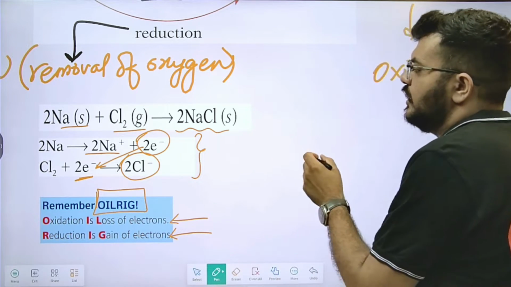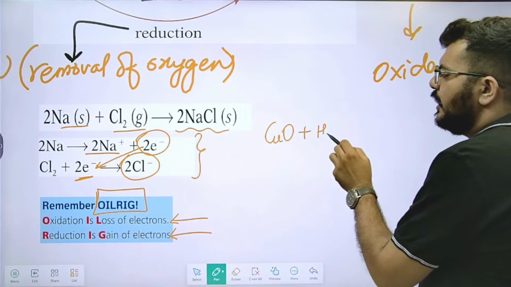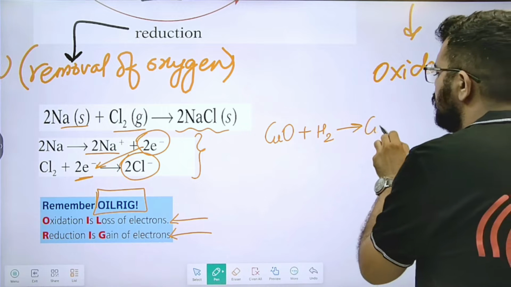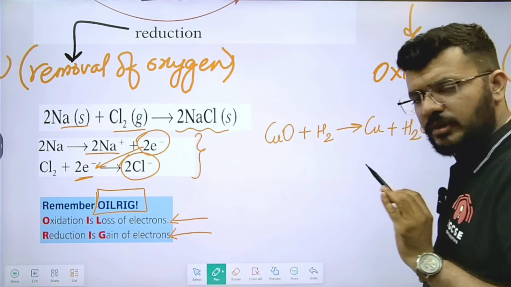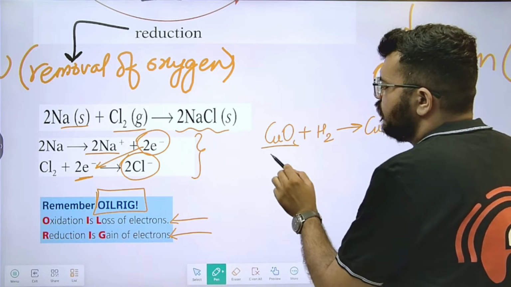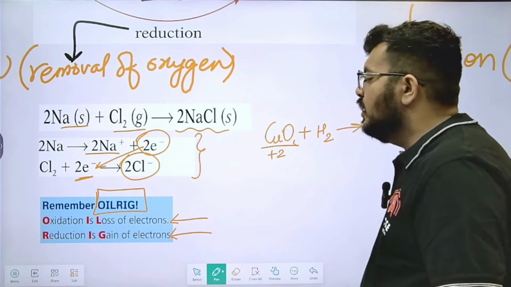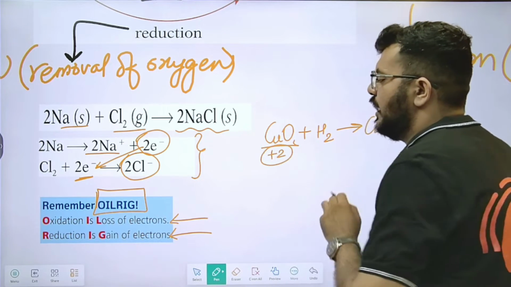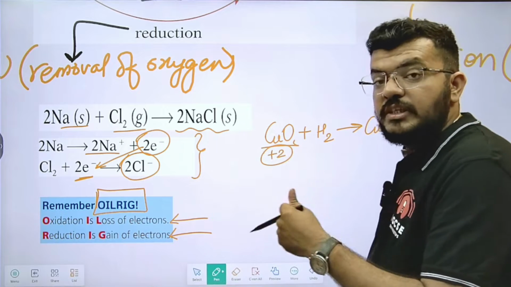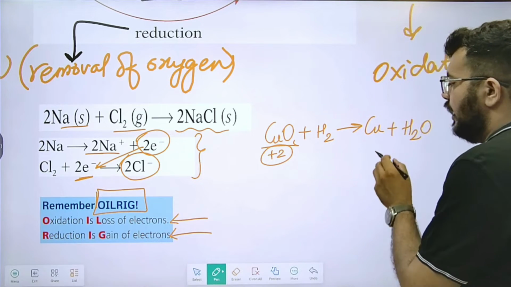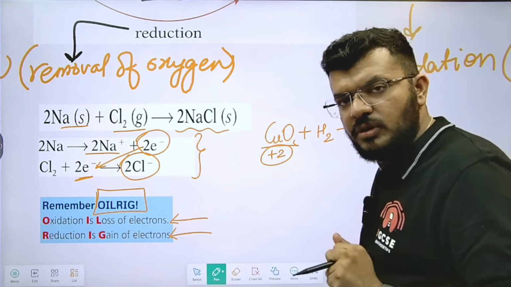Now let's look at the example we previously did. Copper oxide reacts with hydrogen to produce copper plus water. Just look at copper. The oxidation state of copper is +2. This is also known as its oxidation number. The charge on the ion is the oxidation number. And here the charge is 0, so the oxidation number is also 0.